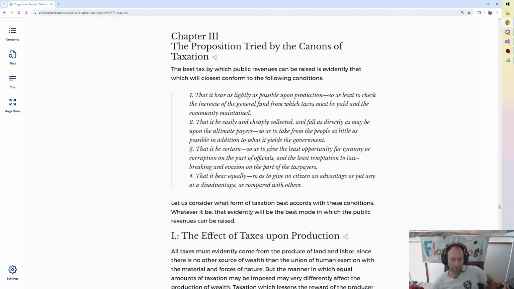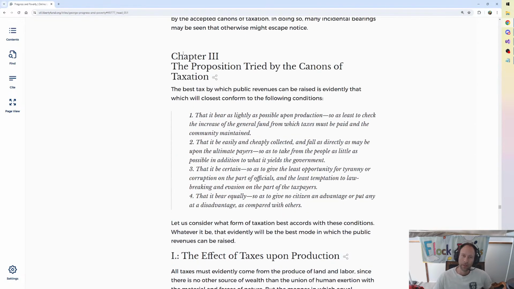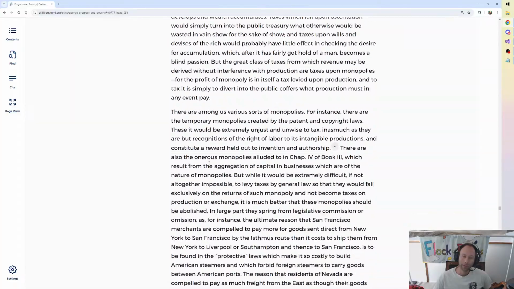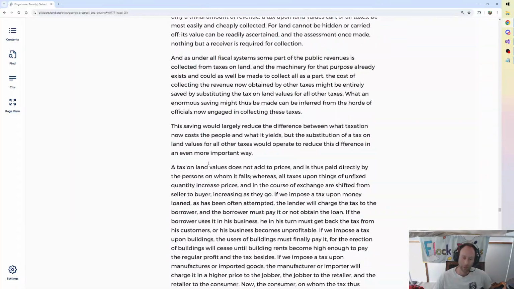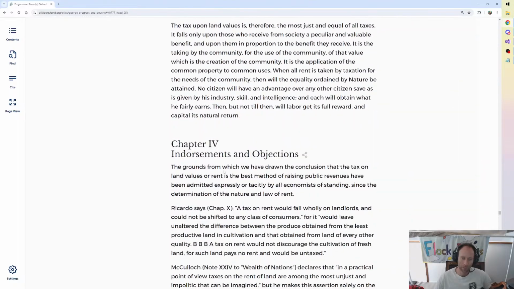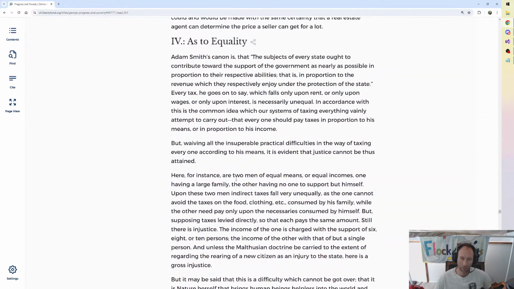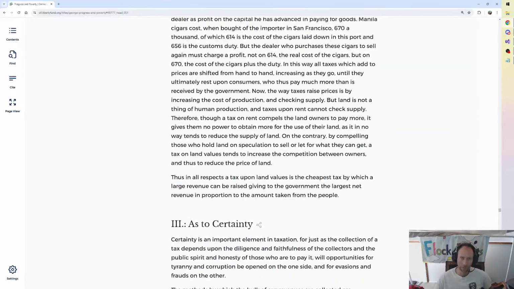Let us consider what form of taxation best accords with these conditions. Whatever it be, that evidently will be the best mode in which the public revenues can be raised. 1. Yes, this is chapter 3 with 5 sub-chapters. 1, 2, 3, 4, 5. Oh, 4 sub-chapters. I don't think we'll make it through all of them.